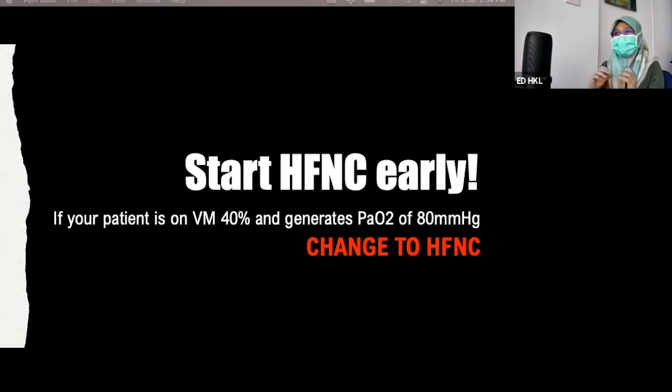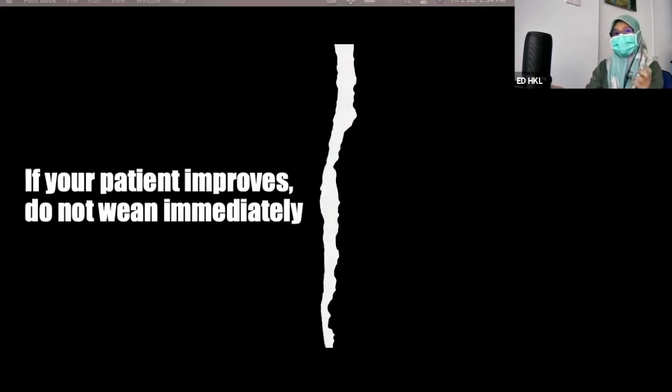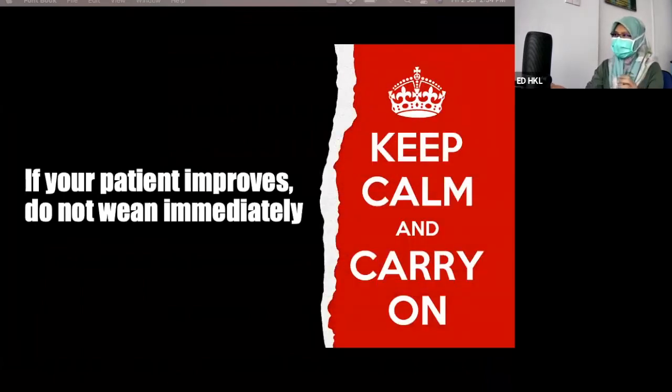If your patient improves, we have learned from our mortality cases. One very young patient, 37 years old, with hypoxic failure, was put on helmet CPAP and the oxygenation improved up to a PaO2 of 165. Then we wound down to a venti mask. What happened? The consolidation and alveolar collapse returned, without the peak. So if your patient improves, do not wean immediately. Just carry on, because it takes 3 to 5 days for the patient to come off high flow nasal cannula.